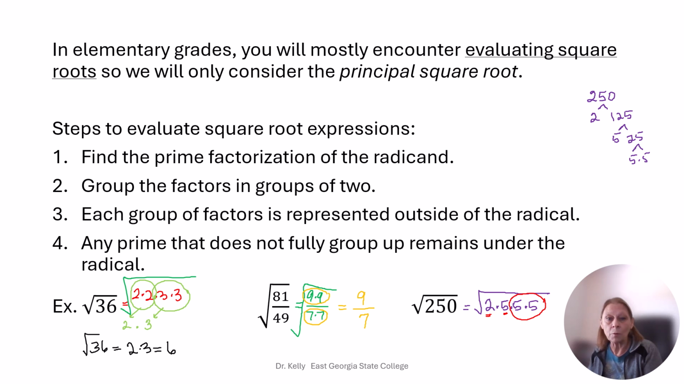So those 2 are going to remain under the radical. The one group of 5 that we do have is going to come out as a 5, just one 5, and then we're going to be left with the square root of what's left over here. And we had a 2 left over and a 5 left over. Those will be multiplied together. And so when we clean this all up, we have the 5 on the outside, square root of 2 times 5, which is 10.